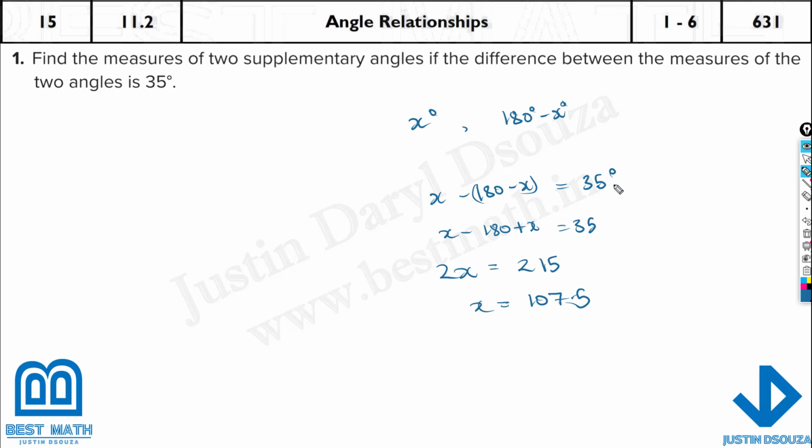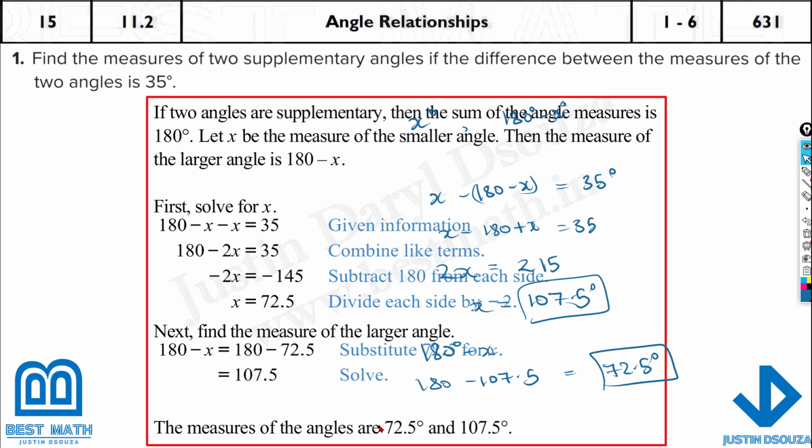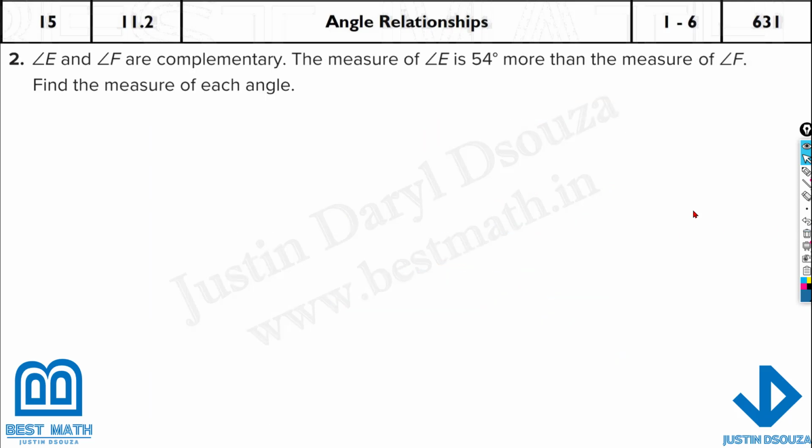So if x is 107.5, what is the other angle? All you need to do is 180 degrees minus x. That is 180 minus 107.5, so that should be 72.5 degrees. So the angles are 107.5 degrees and 72.5 degrees. Whichever option has these two angles, just select it. So here we go, that's the correct answer: 72.5 and 107.5.